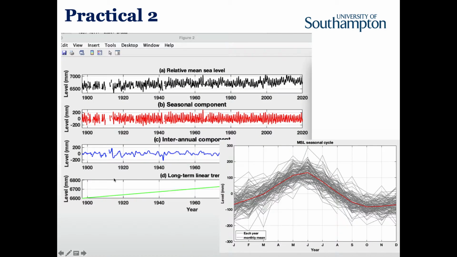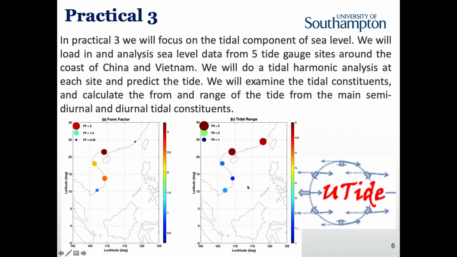For example, here you can see the total mean sea level at the top. It's got a seasonal component, an interannual component, which we'll see relates very closely to ENSO, and then a linear trend. We'll look at each of those components in more detail. For example, here's the seasonal cycle.